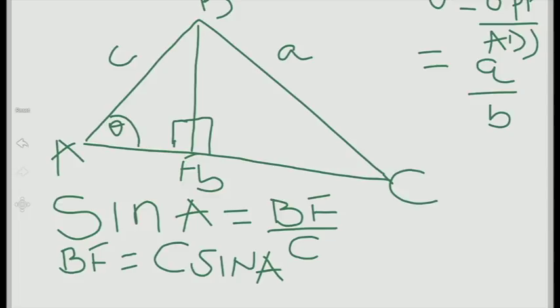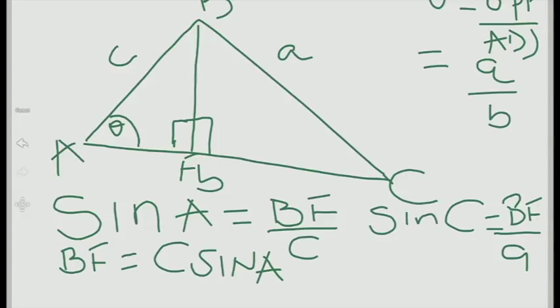Now that we know this, we can also use the other angle, angle C, because we have angle C and we have side BC, which is full. So now the sine of angle C is equal to the same BF, the new height we created, over the new hypotenuse, which is A.